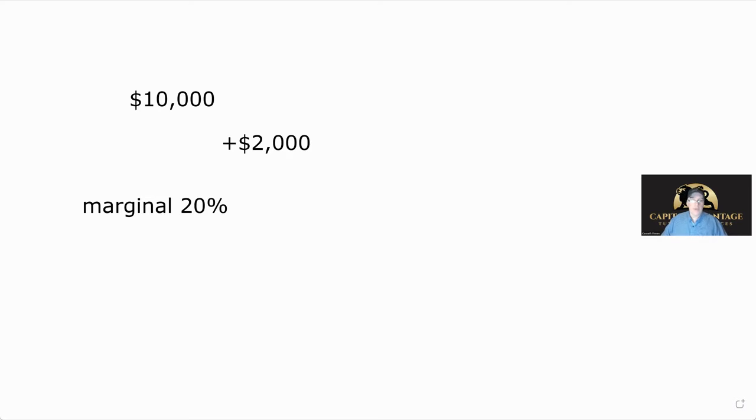So we invested 10 grand. And remember, marginal is your top tax bracket. You always use marginal, never use effective. Always use marginal, never use effective.